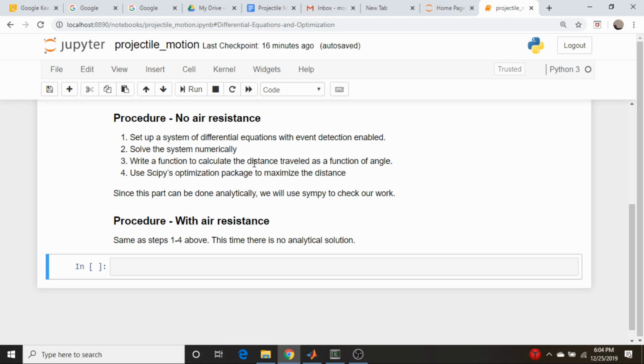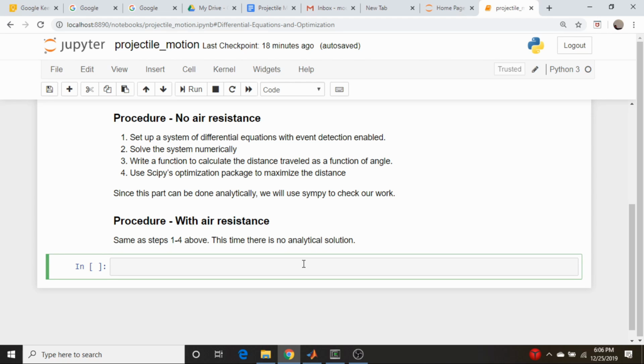And for part one here, with no air resistance, this can be done with pen and paper. So we're going to work out what those equations are, and we're going to use Sympy to solve those equations analytically, and this will enable us to check our work. For the air resistance part, it's basically the same as steps 1 through 4, but there's no nice analytical solution, so we're just going to have to use numerical techniques.